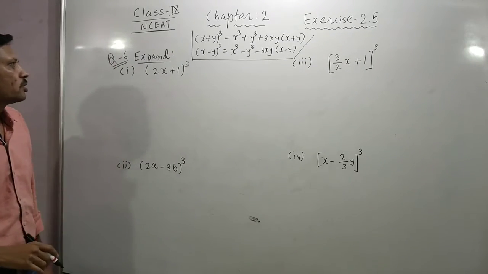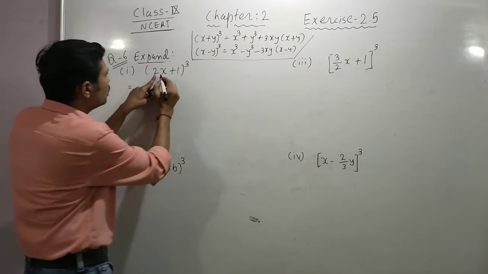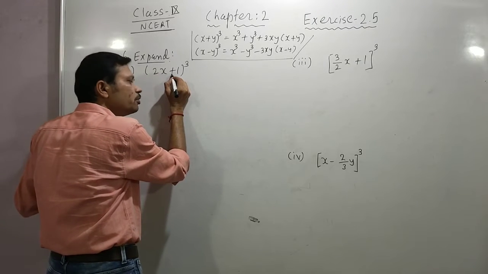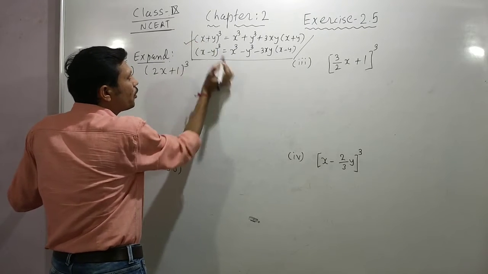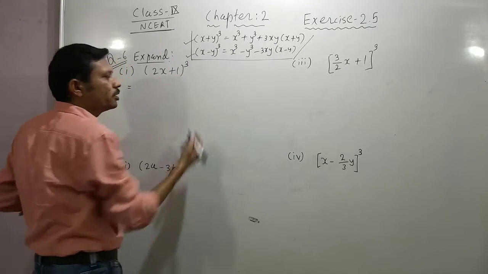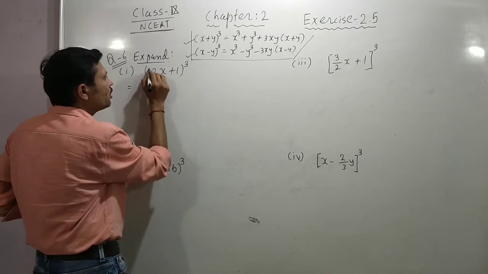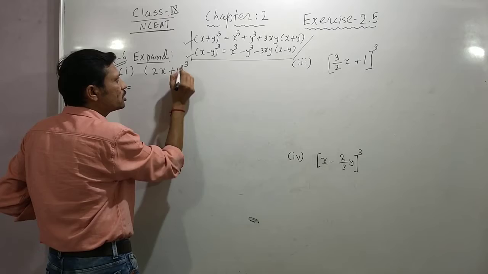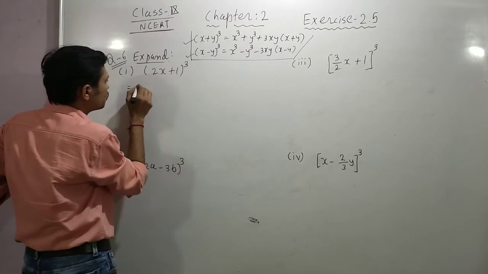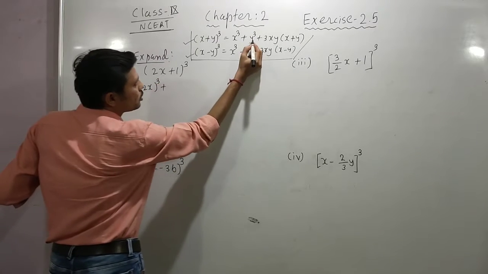Okay. Now let's do the expansion one by one. So the very first question, (2x plus 1) the whole cube. If in the binomial we have the plus between the two terms, we will apply the first identity, and if we have the minus between the two terms, we will apply the second identity. Here we have the plus. So this term I will consider as x and this term I will consider as y as per our identity. So the first term is x cube, that means (2x) the whole cube, plus y cube.